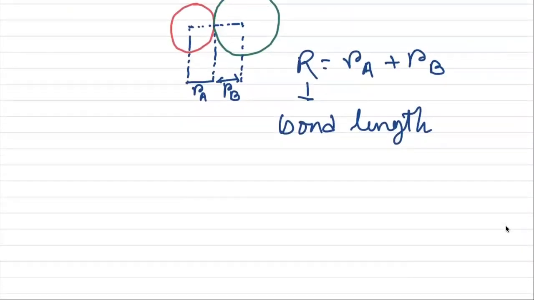So what are RA and RB? They are the covalent radii of atoms A and B. The sum of the covalent radii of the atoms bonded in a molecule is known as the bond length. Clear?